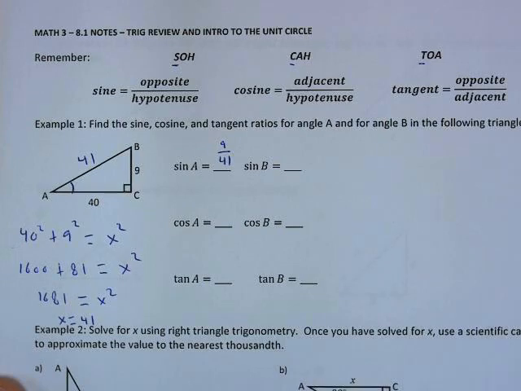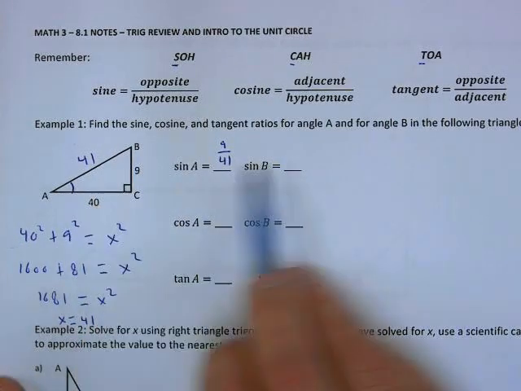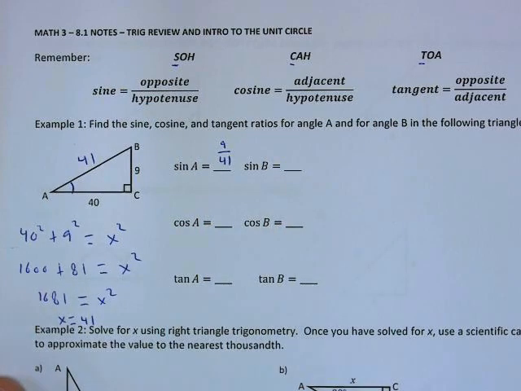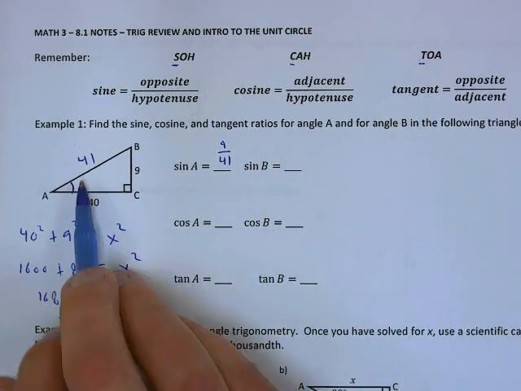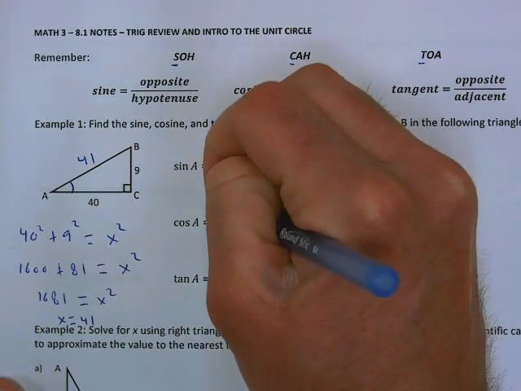We're not going to label opposite, adjacent, and hypotenuse because the opposite and adjacent are going to switch when we look at angle B. But cosine of angle A, that's my adjacent side, 40, over my hypotenuse, 41. And that's all they want, is that ratio.